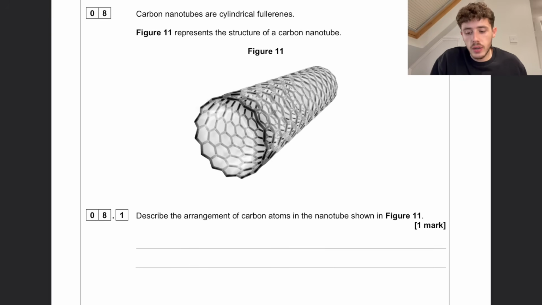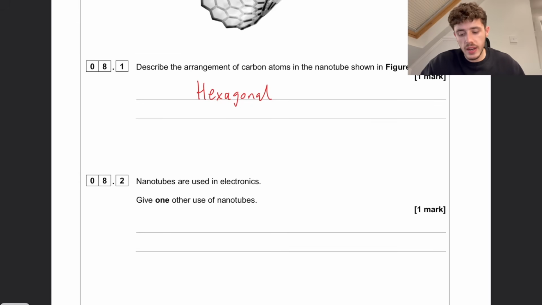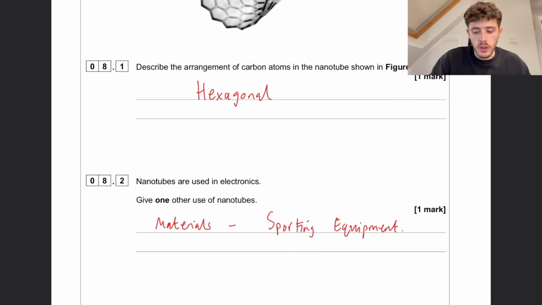Question number 8. Carbon nanotubes are cylindrical fullerenes. Figure 11 represents the structure of a carbon nanotube. Describe the arrangement of carbon atoms in the nanotube shown in figure 11. And as you can see, they are simply hexagons. They are hexagonal. Nanotubes are used in electronics. Give one other use of nanotubes. An example I always go to for this is materials, and specifically sports equipment. At kind of a high level, they start to use nanotubes to make things as efficient as possible for whatever sporting activity it is created for. Other examples do include things like nanotechnology, and that is a perfect example that you could use here.